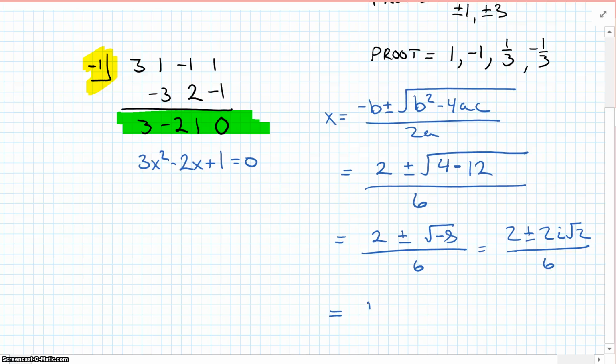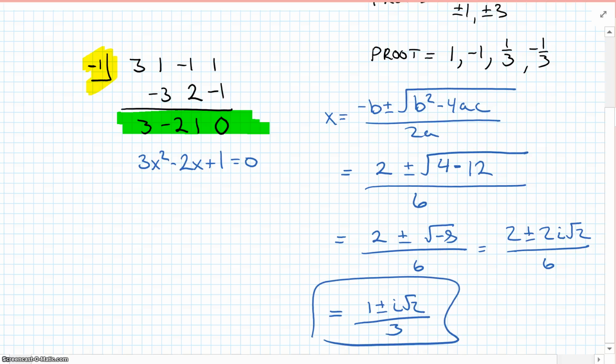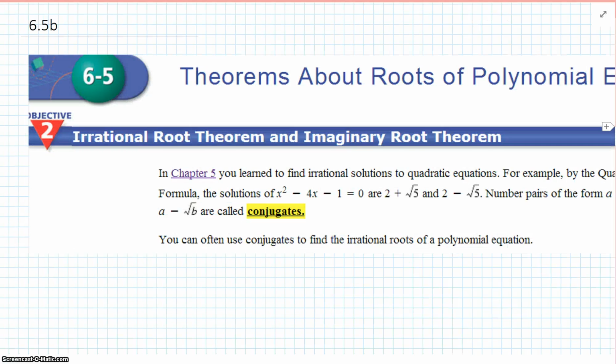We could factor out a 2, which would be 1 plus or minus i square root of 2, all over 3. So there we go. There's our three roots, one rational and two irrational, or actually two imaginary. Negative 1, and then 1 plus or minus i square root of 2 over 3. So those are my three roots of that equation. Okay? So that sums up the first part.